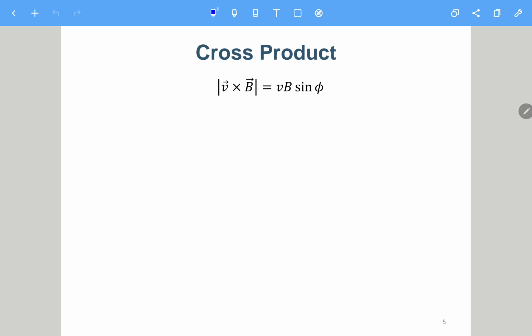Let me remind you of some characteristics of the cross product and also the dot product. This is the cross product. If we have V cross B and take the absolute value, which is the magnitude of this vector, it is V times B times sine of phi, where phi is the angle between them. For the direction, we can use the right hand rule. Use your forefinger to point in the direction of V and then cross to B, and your thumb will point upwards. So this is V cross B.